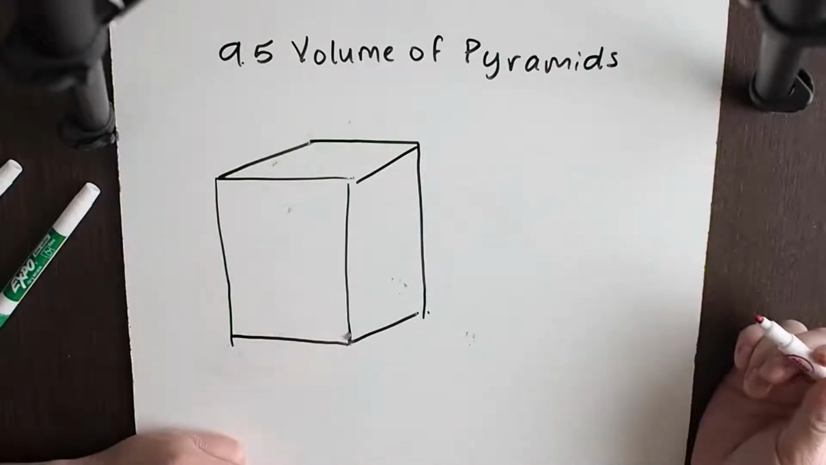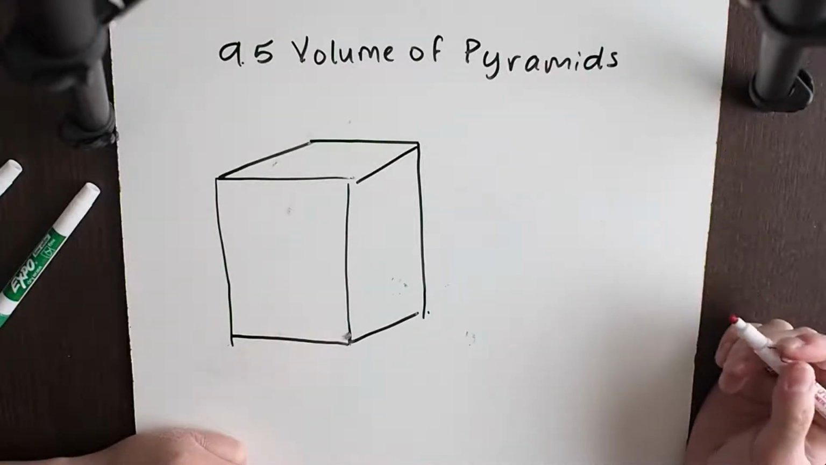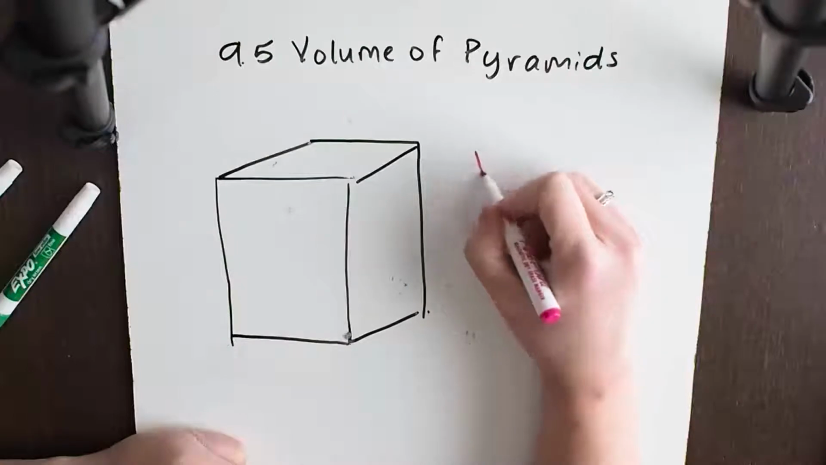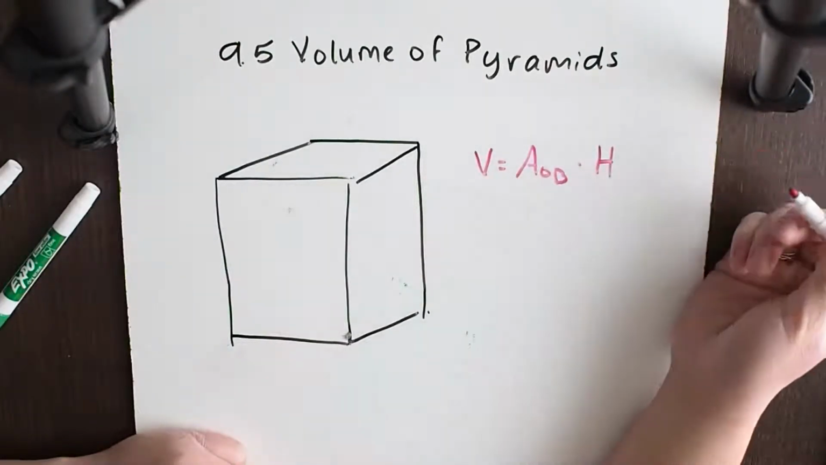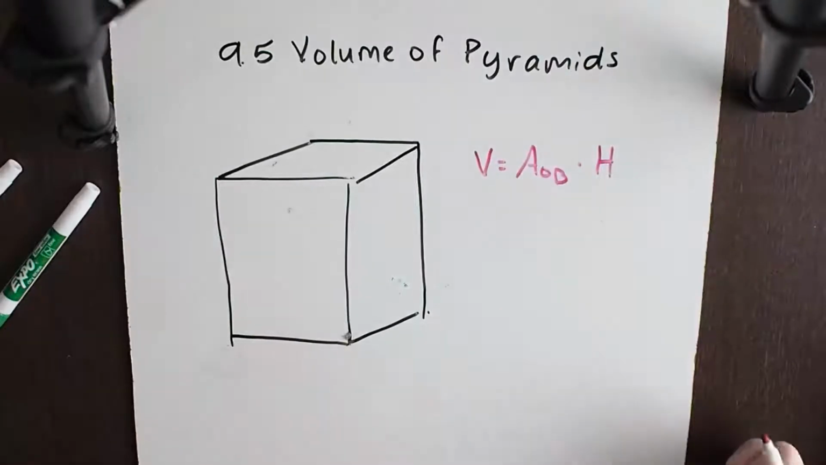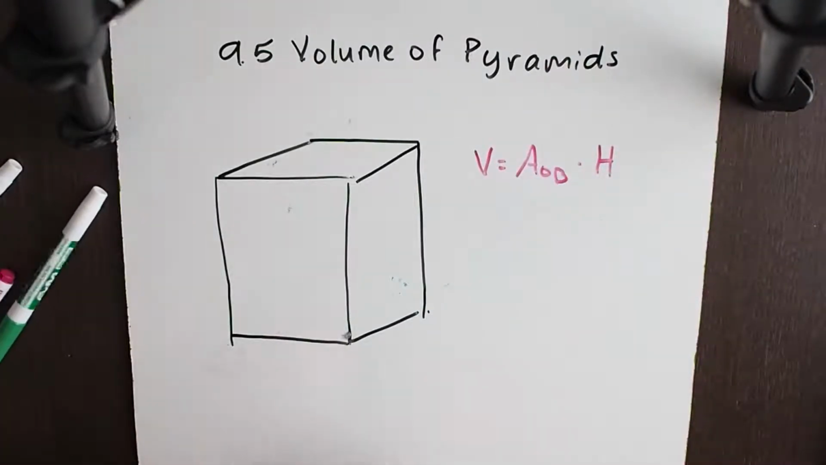Yesterday we talked about the volume of prisms, which, if you remember, is found by doing the area of the base times the height, big H. Today we're going to be talking about the volume of pyramids. It's almost exactly the same thing.